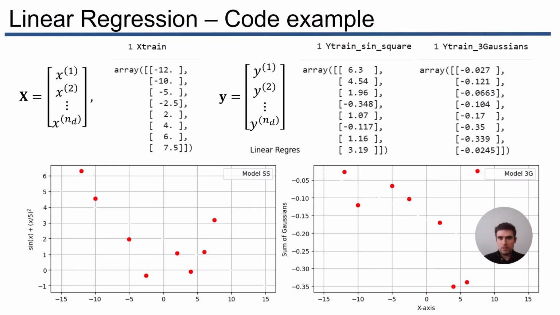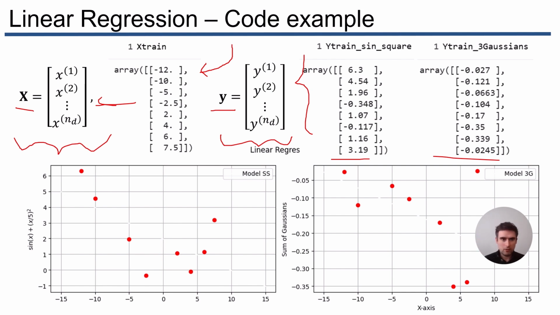As you remember, to fit using linear regression, we need the matrix X and the vector or matrix Y. These are the two things that I'm representing here. This is the values for X, and these two are the different values for Y, because I have two different functions that I'm going to try to fit. You can see that, for example, for the values of X, we have here a -12, and this is the coordinate X for the first data point. Then you can see that I have a -10. Again, this is the coordinate X for the second data point, and so on.